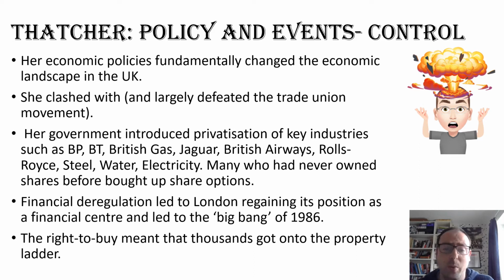Her economic policy included the privatisation of key industries, and there's a whole long list of these. This is just some of them: BP, British Petroleum, BT, British Telecom, British Gas, Jaguar, British Airways, Rolls-Royce, the steel industry, the water industry, the electricity industry. Now, this was all privatised, and millions of people who had never owned shares before suddenly became share owners because the shares were issued, according to most analysts at the time, massively undervalued, which meant that ordinary people and corporations bought as many as they possibly could and then sold them to make substantial profits fairly quickly.